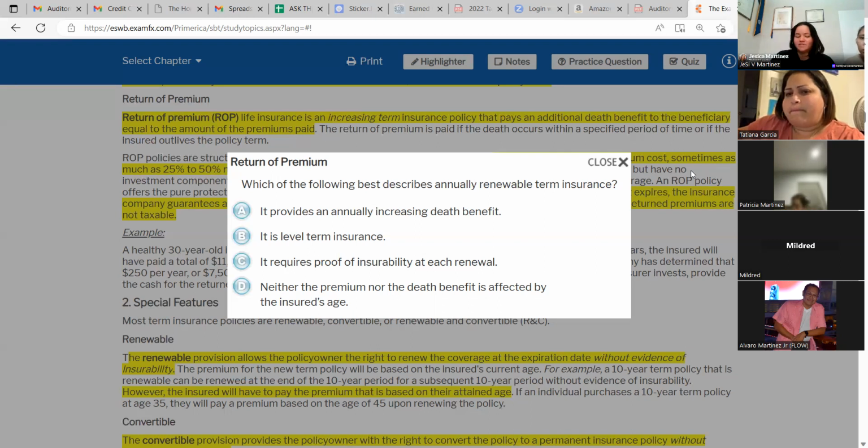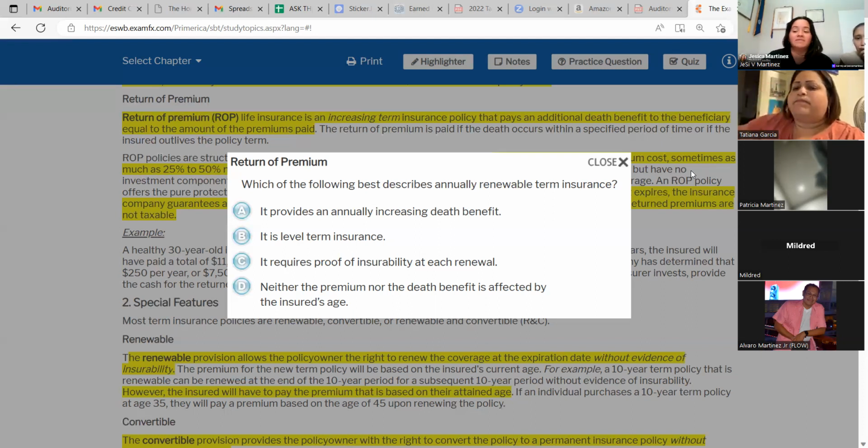So if you remember the graph, and this is what I love about the graph, it's level for a year, then it goes up, then it's level again, then it goes up, then it's level again. It increases your premium every year. However, it does not increase your death benefit. The death benefit remains the same. So neither the premium nor the death benefit is affected by the insured's age? The death benefit does not change, but the premium does.